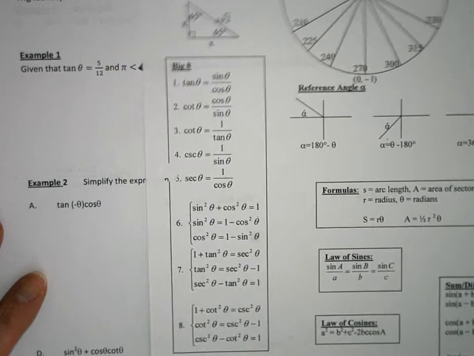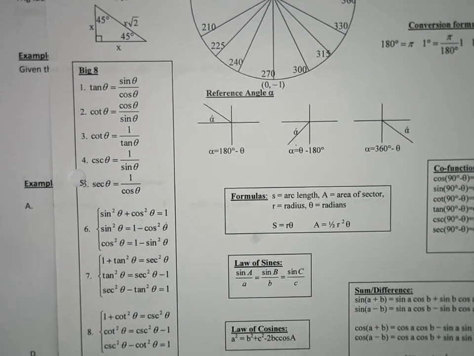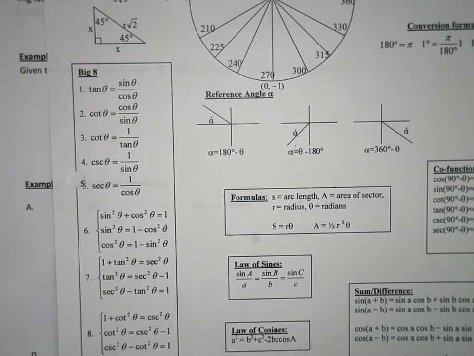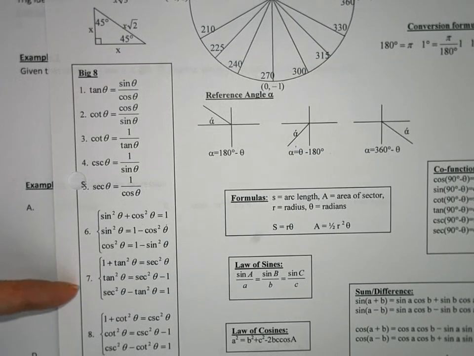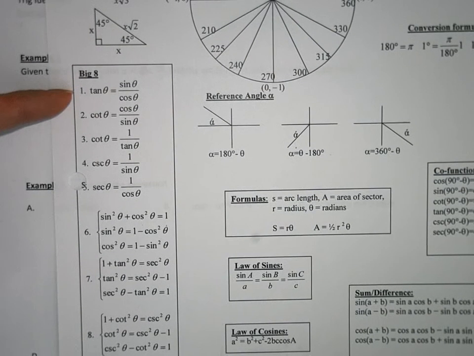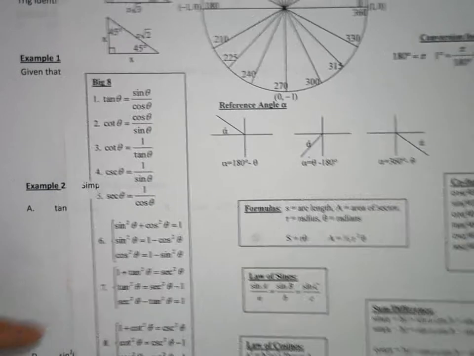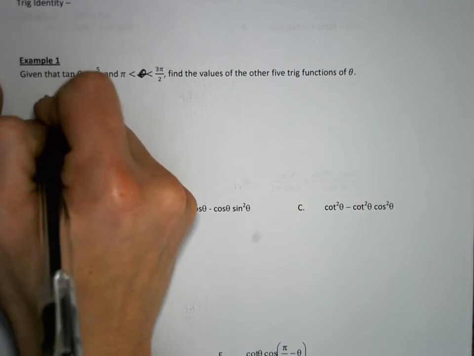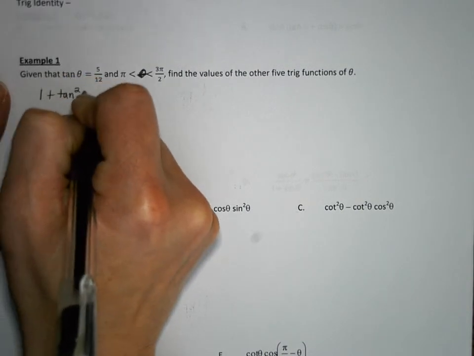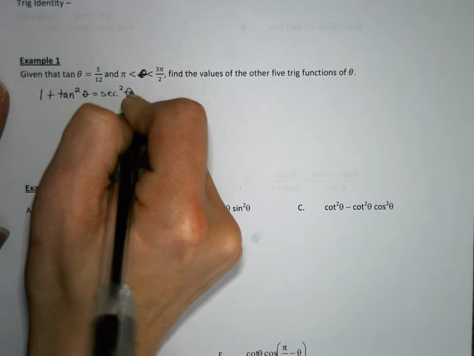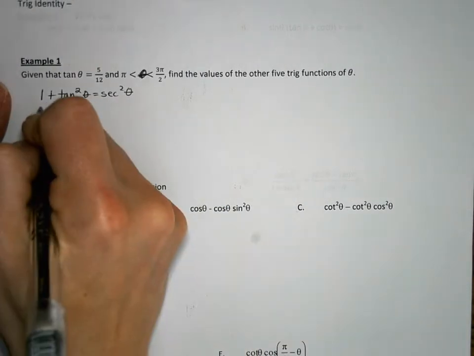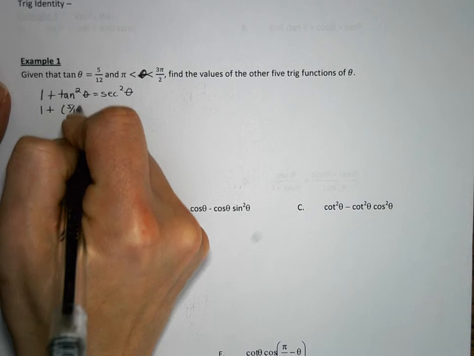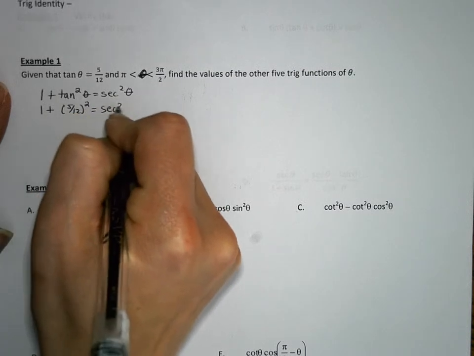So, for example, if we take a look at that first one, we know the tangent. Well, on my big 8, which ones involve tangent? 7. Okay, yep, 1, tangent is sine over cosine, and then 7. Well, 7 says that 1 plus tangent squared is equal to secant squared. Okay, so if I go back over here, that means 1 plus tangent squared of theta has to be equal to secant squared of theta. Well, I know tangent of theta. So that's going to be 1 plus tangent of theta, which is 5/12, squared is equal to secant squared.